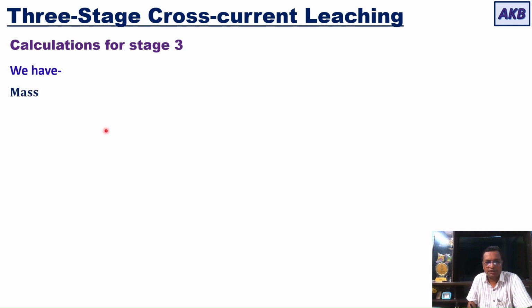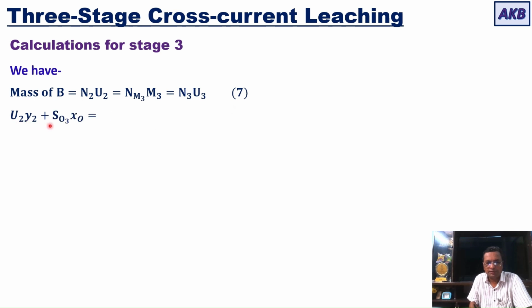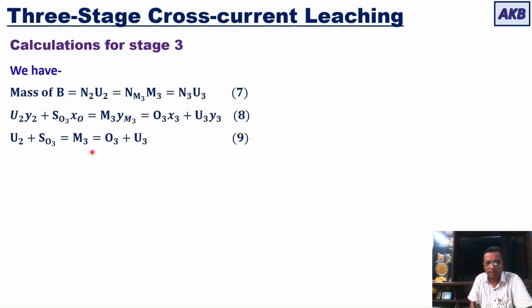Okay, so we got mass of B is equal to N2 U2, that is equal to NM3 into M3, that is equal to N3 into U3. This is equation 7. Then U2 into Y2 plus S03 into X0, that is equal to M3 into YM3, that is equal to O3 into X3 plus U3 into Y3. This is equation 8. And U2 plus S03 is equal to M3, that is equal to O3 plus U3. This is equation number 9.